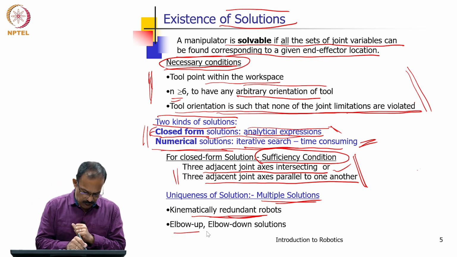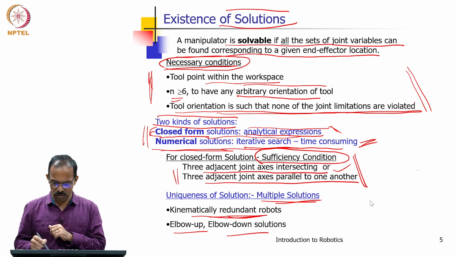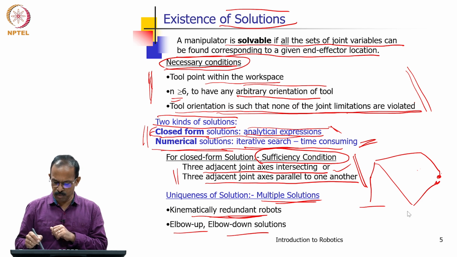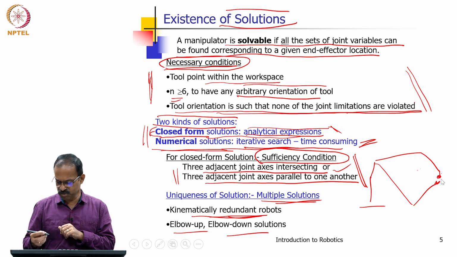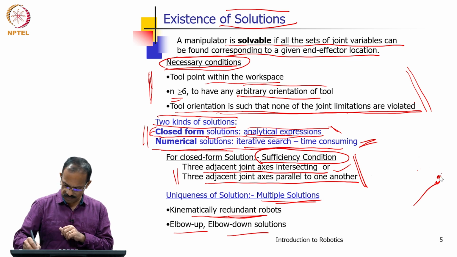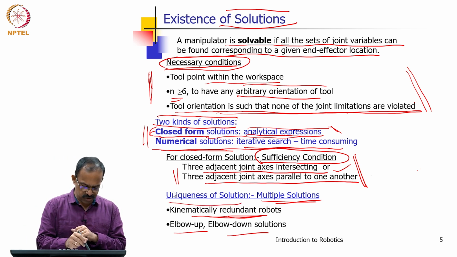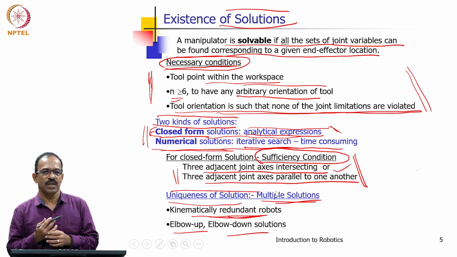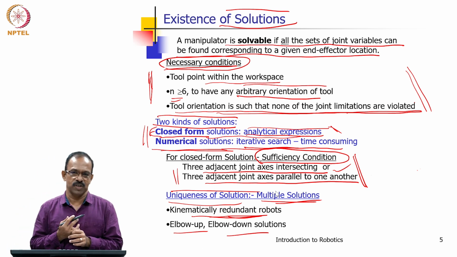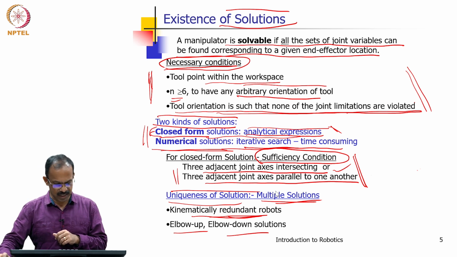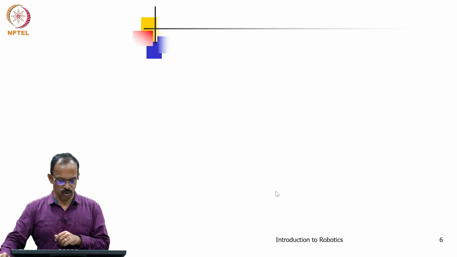And another one is the elbow up and elbow down solution, which I already mentioned. So, you have an elbow up solution like this. So, you can actually reach this position from here, or you can actually reach the position from here. Okay, this is the elbow up or elbow down solution, that also leads to multiple solutions. Okay, so there is no unique solution; most of the time you will be having multiple solutions for the inverse problem. Okay, that talks about the basic requirements for the system to be solvable.